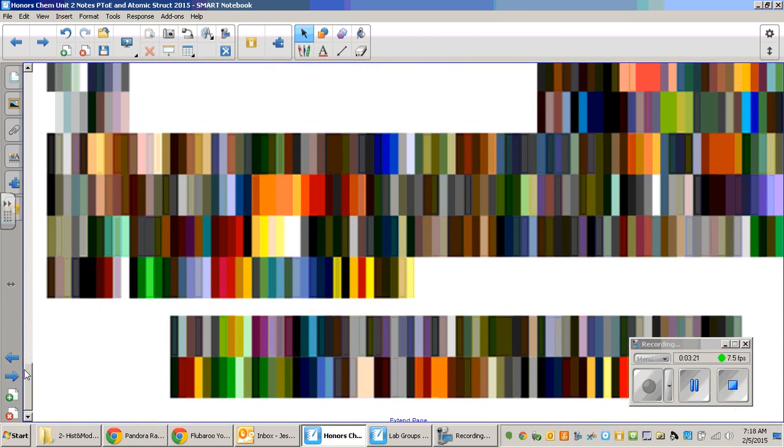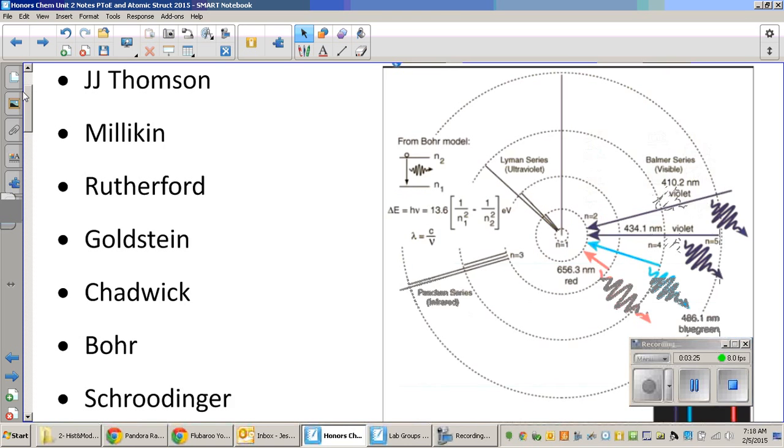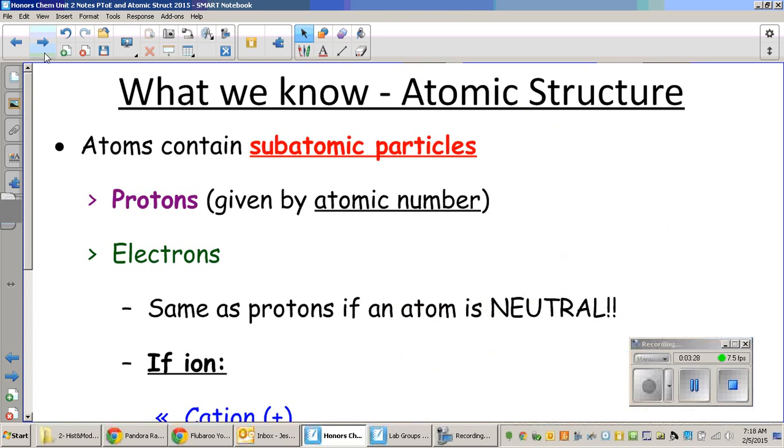And then this one was just cool. I like interior design, colors. There you go. So we're going to talk about the periodic table a lot today. So let's go ahead and jump right in.